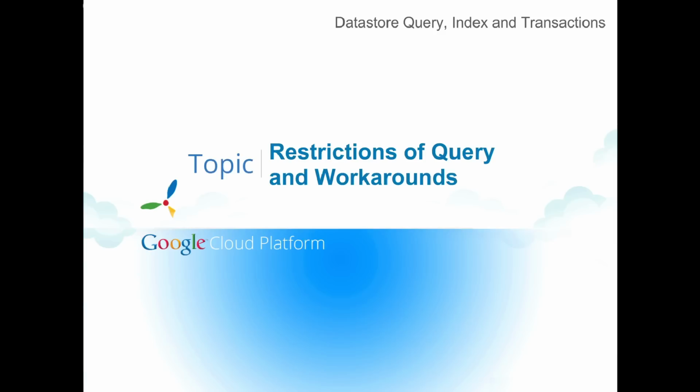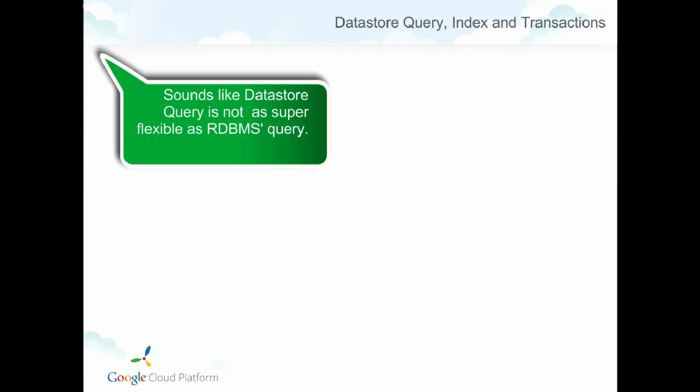So let's move on to the workaround part. How can we make a Datastore query operate almost as flexibly as a relational database query? We cannot say Datastore will be super flexible just like an RDB, because a single Datastore query has to be super scalable. We'll have to have certain restrictions.